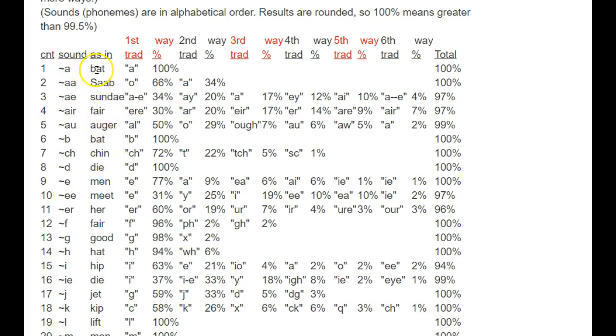The A sound is in bat. Actually, it came out to 99.6, which rounded up to 100%. So whenever you hear the A sound, you can expect that it will be spelled by the letter A. Now, the ah sound, as in sob, notice that it is mostly spelled in US English by the letter O, and also by the letter A. Most of the nine participants in the studies wrote down the letter A. None wrote down the letter O.